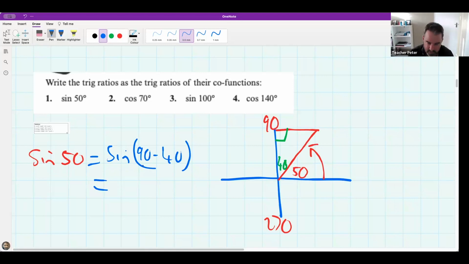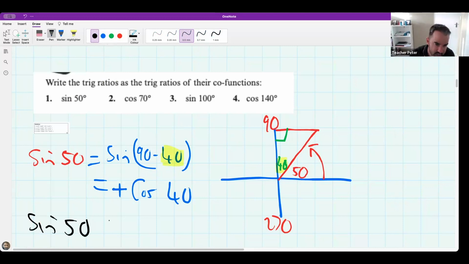Now, what's different is you ask yourself, is sine of 50 positive or negative? Sine of 50 is in quadrant 1, so it has to be positive. But here's what's different. If you are using a vertical axis, you do not write down the same trig ratio. You write down the co-ratio of sine, which is cos. And then you write the angle that would have been in the triangle with the vertical axis, so you write the cos of 40. So what this is saying is that the sine of 50 is the same as the cos of 40.